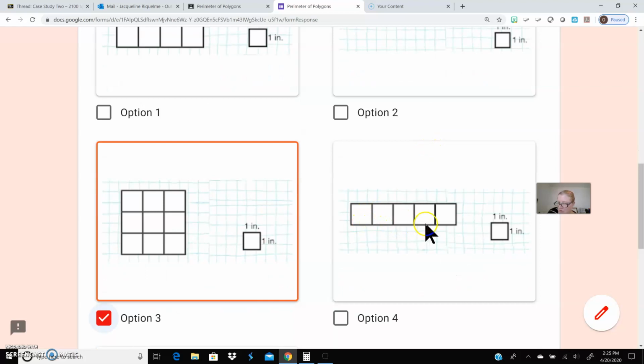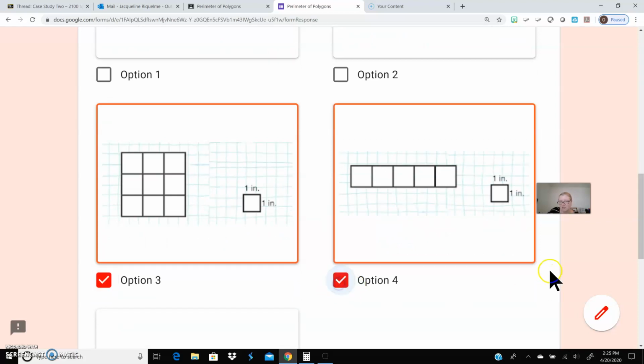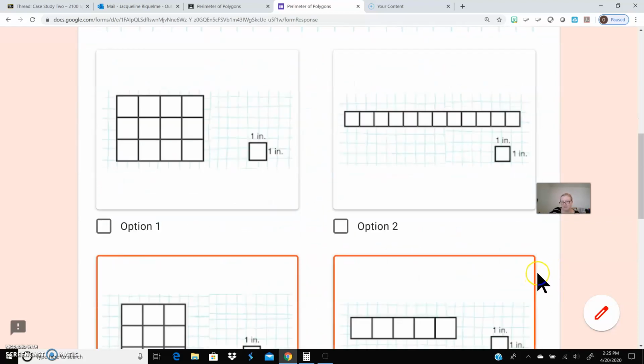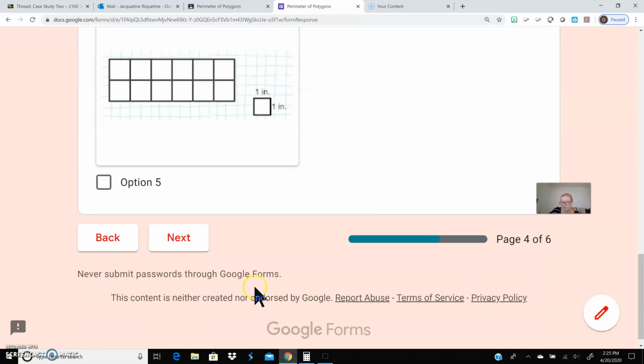1, 2, 3, 4, 5. Okay, so there's 5 on the bottom. So there must be 5 on the top. So that so far is 10. This side is 1. This side is 1. So 5 plus 5 plus 1 plus 1, this is 12. So I should have 2 answers selected. I should have option 3 and option 4.